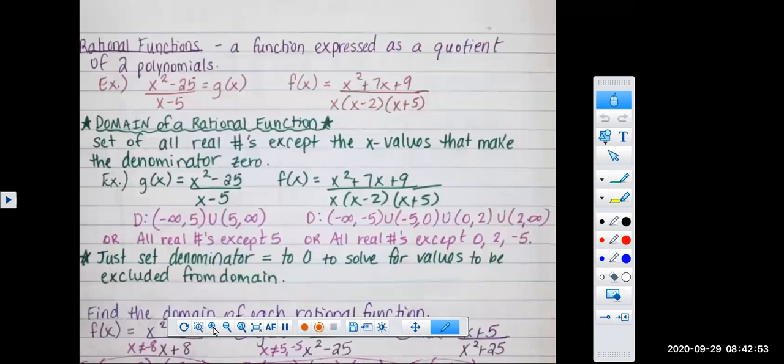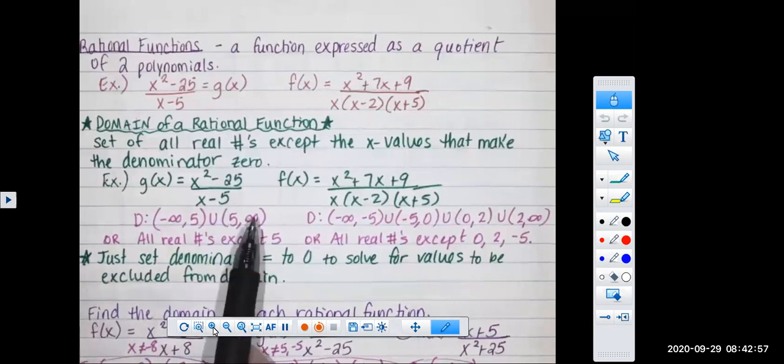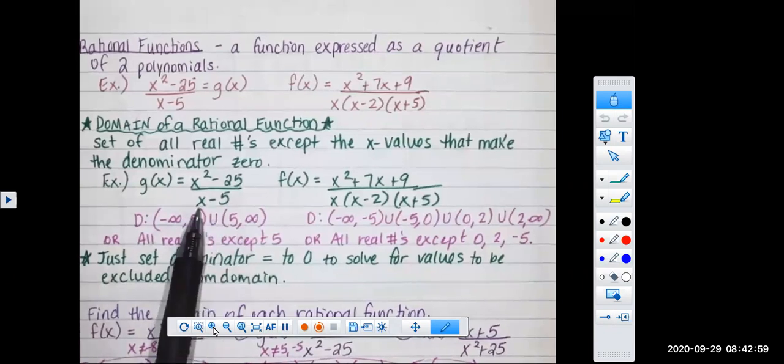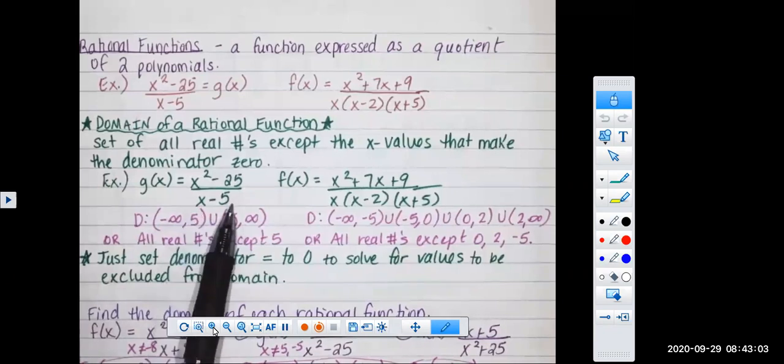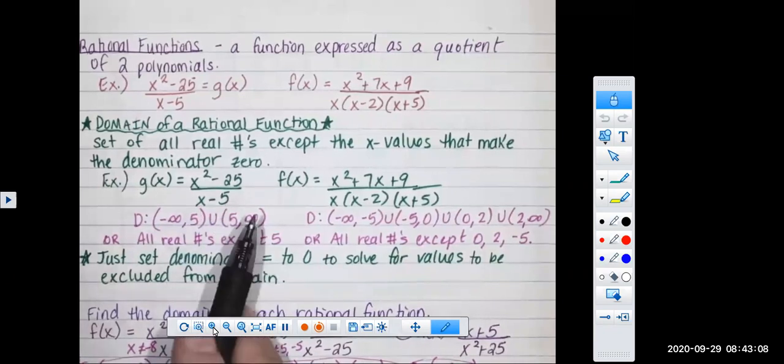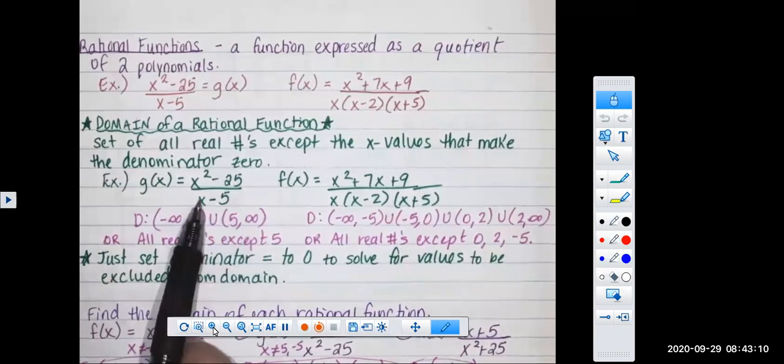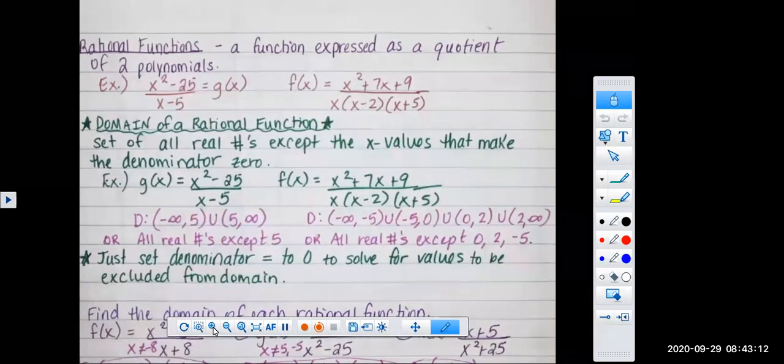That x minus 5 on the bottom would cancel off. But even though it cancels off, 5 is the only value that we exclude, because that would make the denominator 0. Do you guys remember? I'm getting ahead of myself, but when you set the denominator equal to 0, that's either a vertical asymptote or a hole. Do y'all remember what makes it a hole?